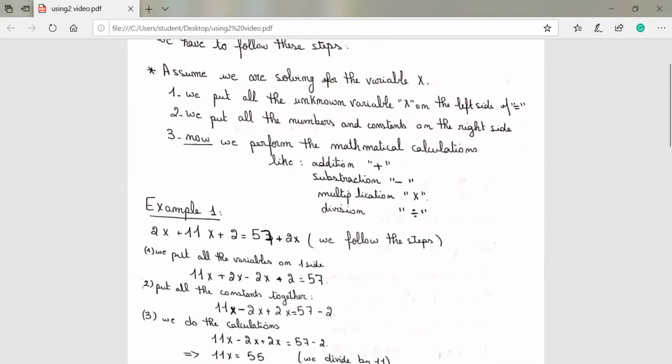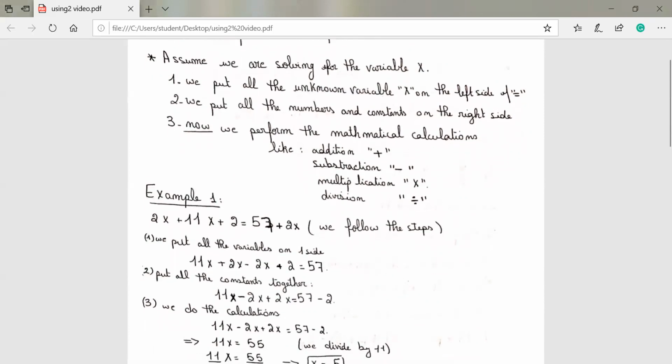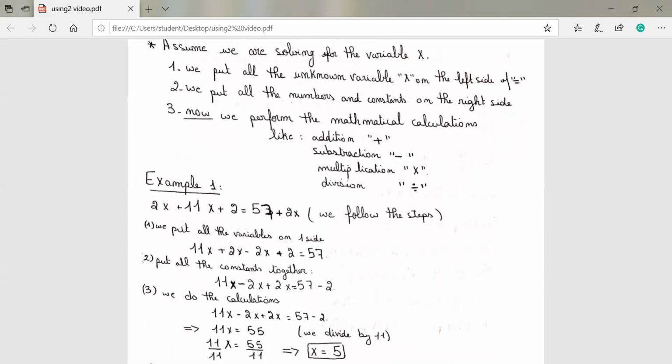So we would have 11x minus 2x. As you can see, minus 2x and plus 2x are cancelled out. So we'd have only 11x. Coming onto the other side, we have 57 minus 2. 57 minus 2 gives us 55. Now we divide by 11, so we have 11x over 11 equals 55 divided by 11. So we get x equal to 5.